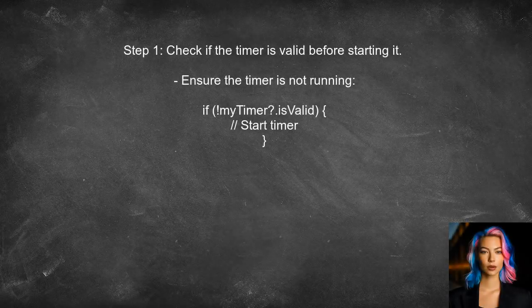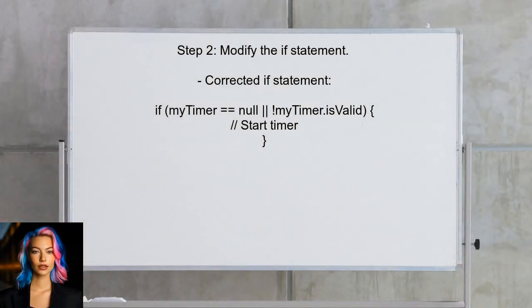To address the timer duplication issue, the user should first ensure that the timer is only started when it is not already running. This can be done by checking if the timer is valid before starting it. Next, the user should modify the if statement to correctly check the validity of the timer. The current check is not functioning as intended, so we will adjust it.